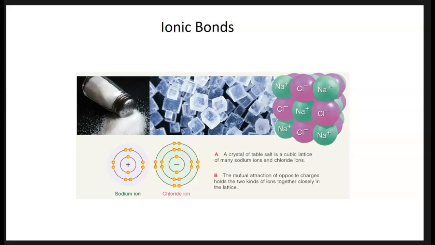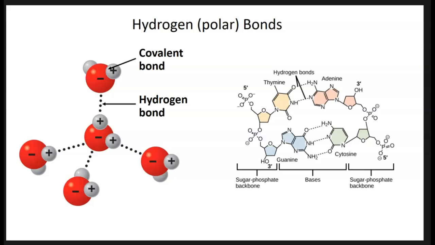Now, ions that are oppositely charged, such as sodium and chloride, attract. And so sodium and chloride form a chemical that we call table salt. Ionic bonds are pretty strong bonds. They're not quite as strong as covalent bonds, but they are important interactions between atoms that form molecules.